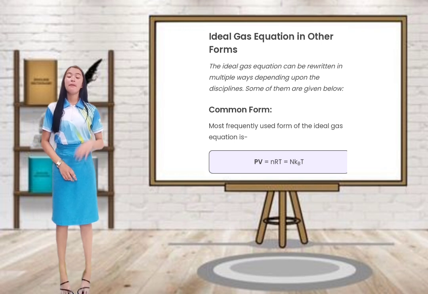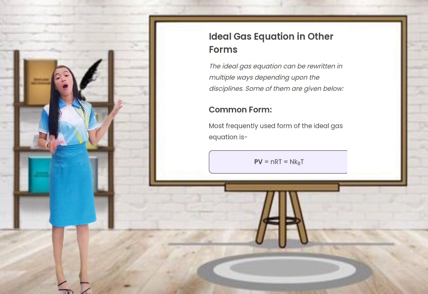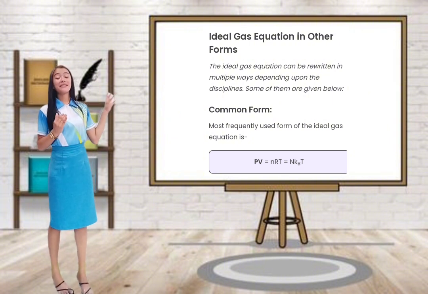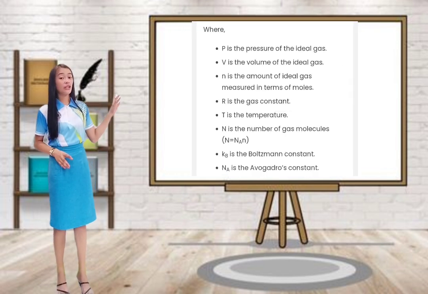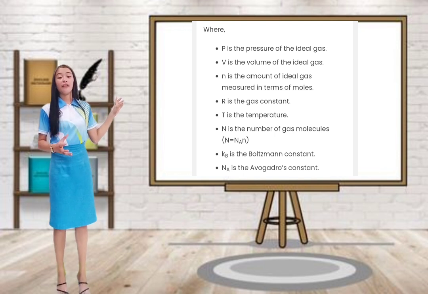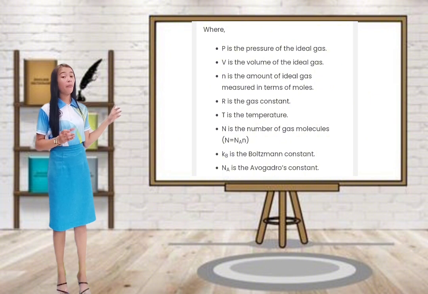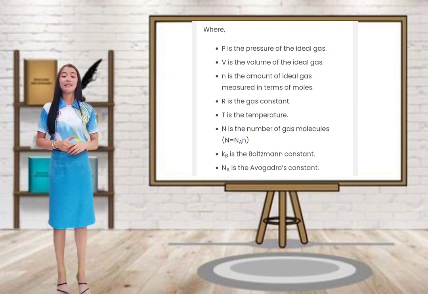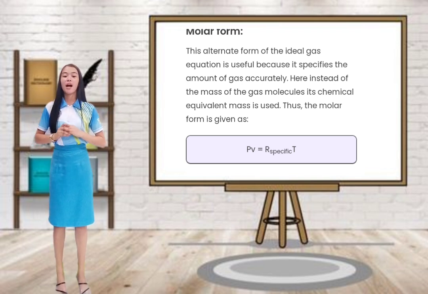In common form, the most frequently used form of the ideal gas equation is PV equals nRT equals N k sub B T, where P is the pressure of the ideal gas, V is the volume of the ideal gas, n is the amount of ideal gas measured in terms of moles, R is the gas constant, T is the temperature, N is the number of gas molecules, k sub B is the Boltzmann constant, and N sub A is the Avogadro's constant.